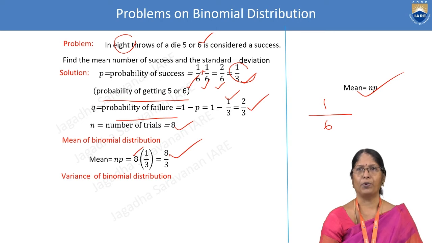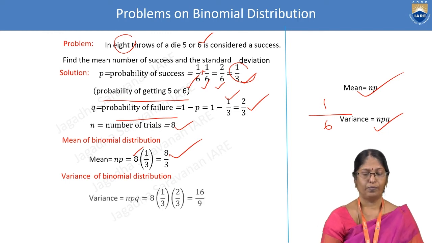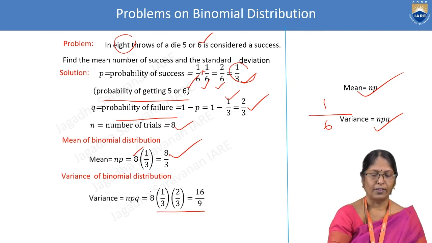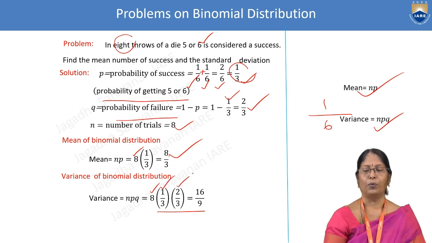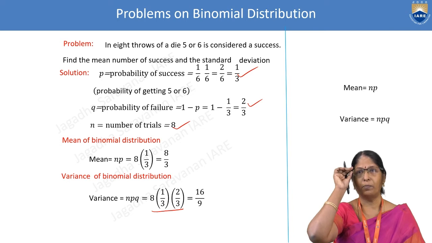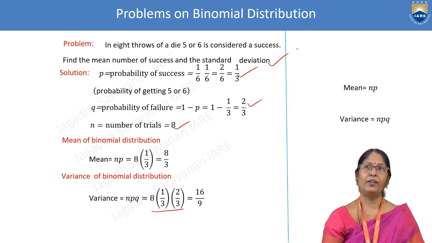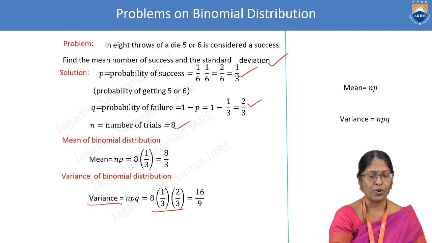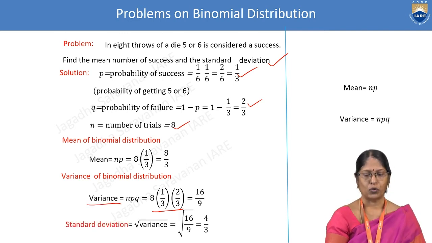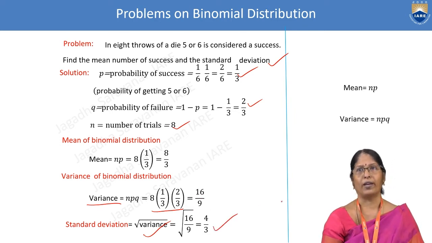Variance of the binomial distribution. The formula for variance is NPQ. We substituted N, P, Q, all the values we picked, and we got 16 by 9. But our question is, they didn't ask for variance. They asked for standard deviation. Standard deviation is nothing but the square root of variance. So the square root of 16 by 9 is nothing but 4 by 3.